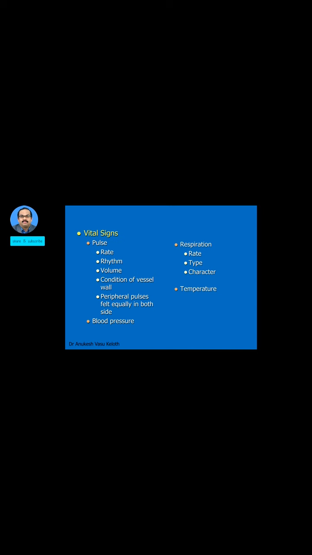Now moving on to the peripheral pulses. So we have many peripheral pulses. You must individually look for all of them on both sides: the radial artery, ulnar artery, brachial artery. Then you move on to the axillary artery, common carotid artery, the facial artery, superficial temporal artery. You go down to femoral artery, popliteal artery, anterior tibial artery, posterior tibial artery, and dorsalis pedis artery on both sides.